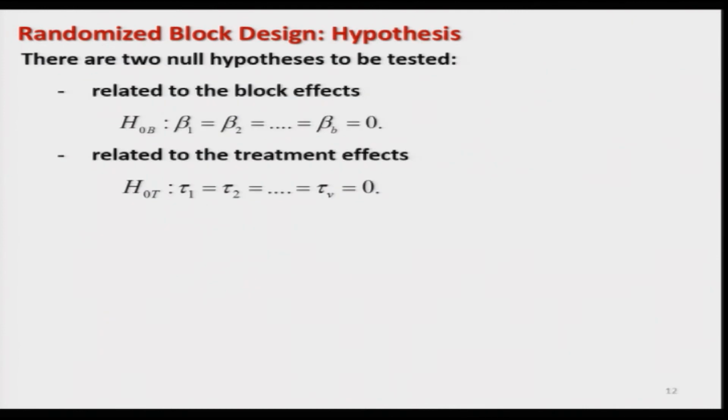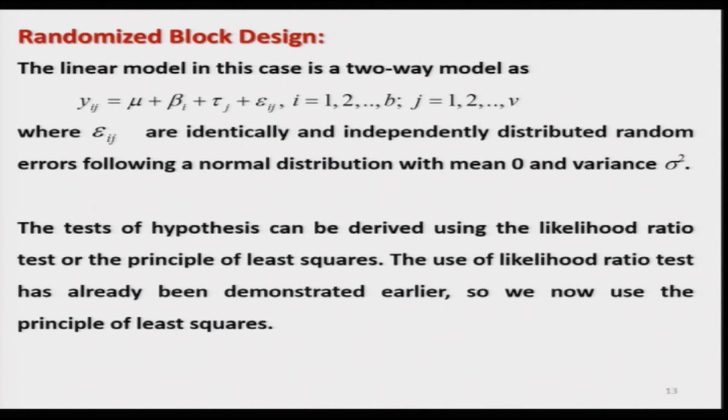Now, because there are 2 factors, we are using two-way analysis of variance. So, we are going to have 2 null hypotheses, one for the block effects and another for the treatment effects. The hypothesis for the block effects can be written as H naught B, where B means blocks: beta 1 equal to beta 2 equal to beta B is equal to 0, and the null hypothesis related to the treatment I am writing as H naught T, where T means treatment: tau 1 equal to tau 2 equal to tau V is equal to 0.